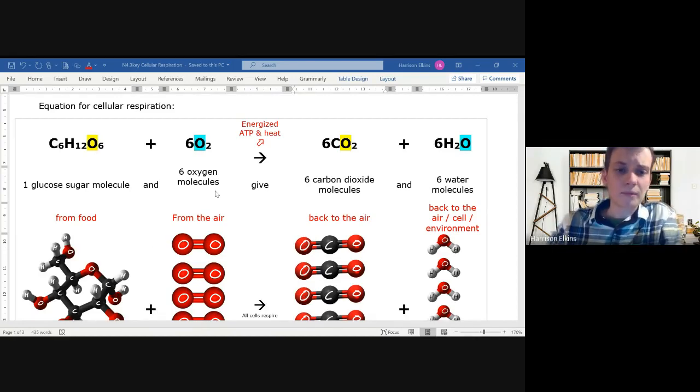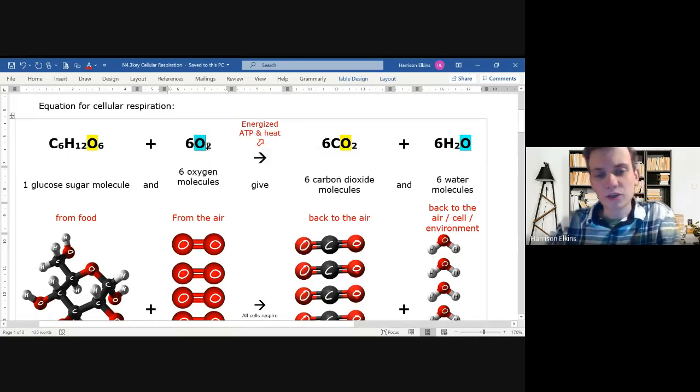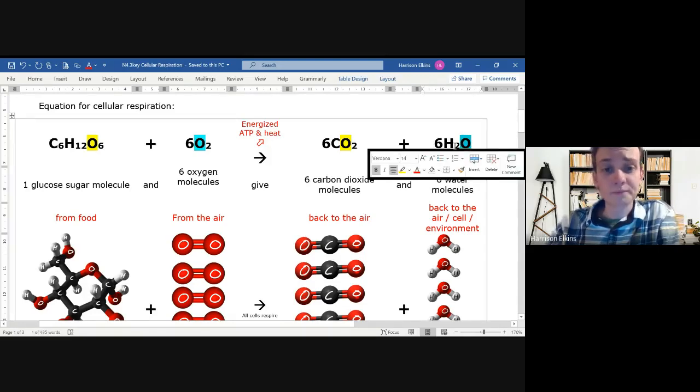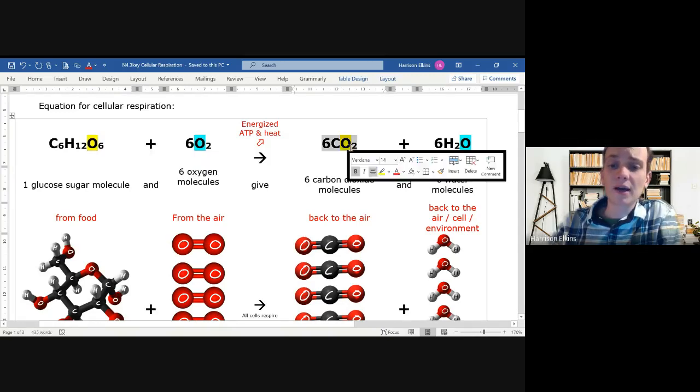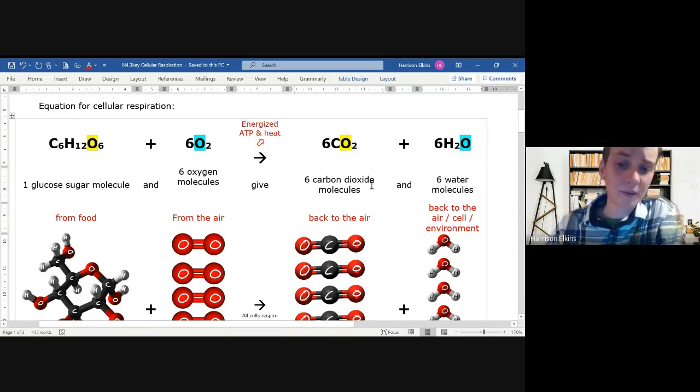So you can highlight the oxygen molecules here, one color. And what that oxygen is going to do eventually is it's going to create some water. And the C6H12O6, this oxygen here, is going to eventually be breathed out as carbon dioxide back into the air, right? So that's where these oxygens are coming from.